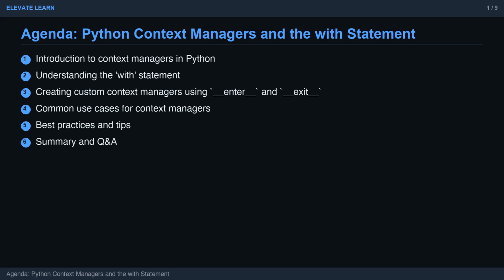Next up, you'll learn how to create your own custom context managers using __enter__ and __exit__ methods. We'll explore common use cases where context managers can make your code cleaner and safer. Finally, I'll share some best practices and tips to ensure you get the most out of these powerful tools. At the end, we'll wrap things up with a summary and open the floor for any questions you might have.